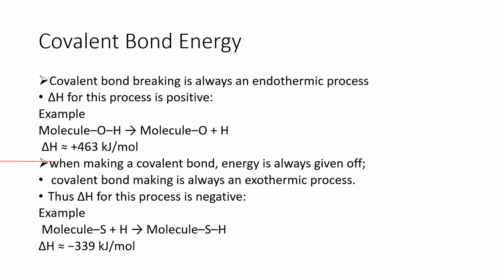All right. So we have sulfur or whatever, plus hydrogen, right? And then they'll just bond together because it's a covalent bond. They have bonded together. That one, the delta H will be negative 339 kilojoules per mole. Because remember, we are saying that covalent bond making is always exothermic, right? Covalent bond making is always exothermic.